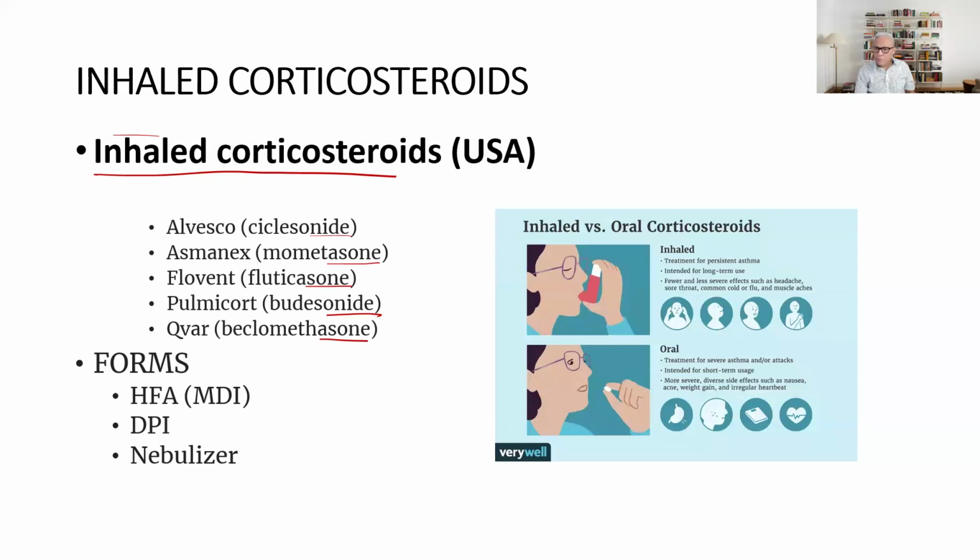And it could also be a dry powder inhaler or DPI, or it could also be in a nebulizer solution. So those are the forms as far as inhaled steroids are concerned.